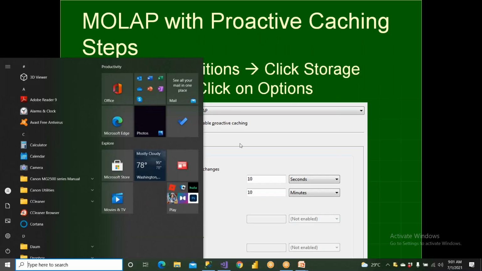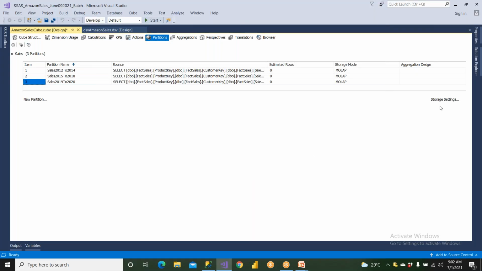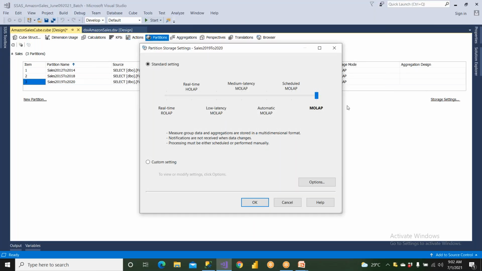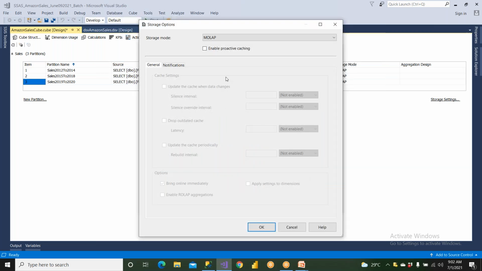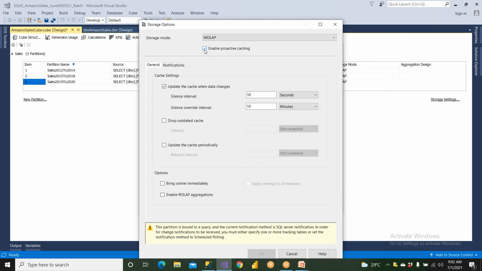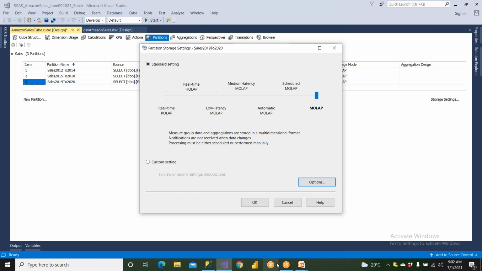Now you have to understand one more thing. This is one interview question. When you go to MOLAP and click on options, there is enable proactive caching. So what is the meaning of enable proactive caching? This is something people may be asking.